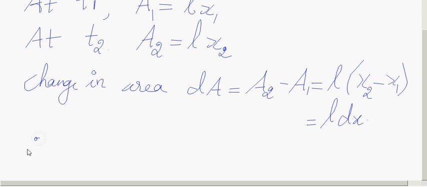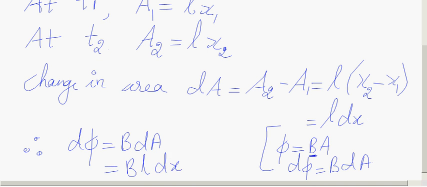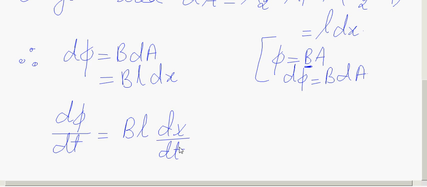Now therefore change in flux dΦ is B into dA. Why? Because Φ is B into A and B is constant because uniform magnetic field. Therefore dΦ is B into change in area, which is equal to B into L into dx. And rate of change of flux dΦ by dt will now become BL into dx by dt. There is no change in B, there is no change in length L of the rod. It's constant, given. B into L into dx by dt. And this dx by dt we can write as velocity, BLv.